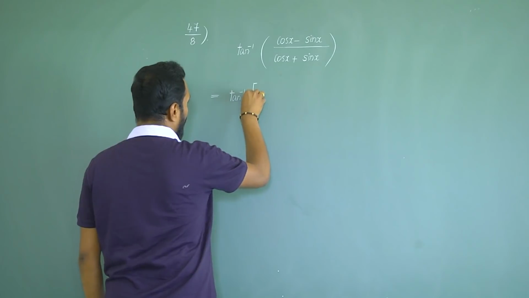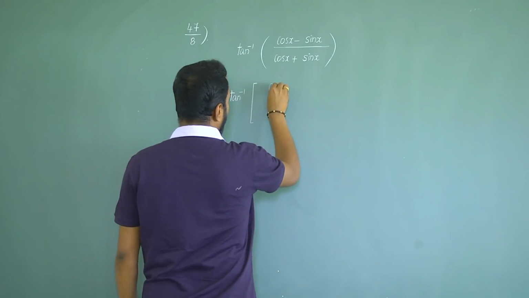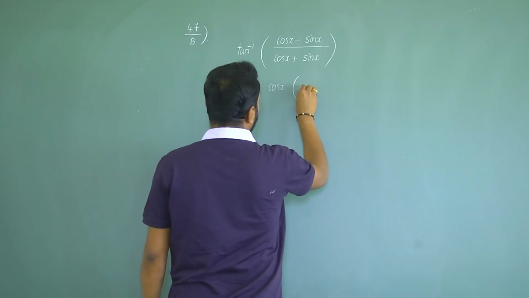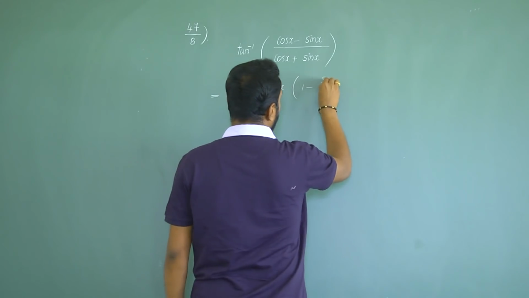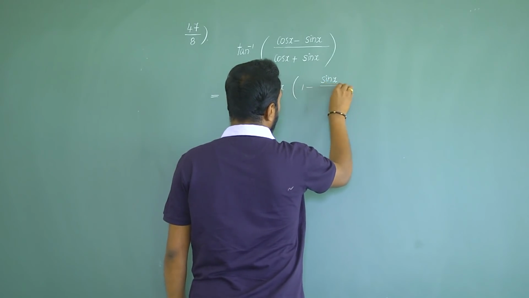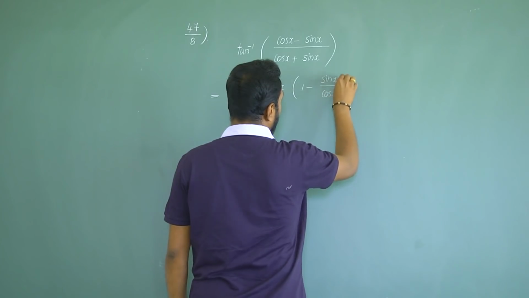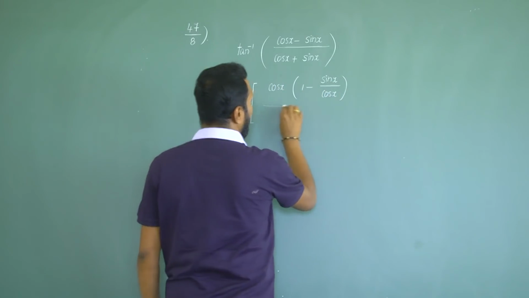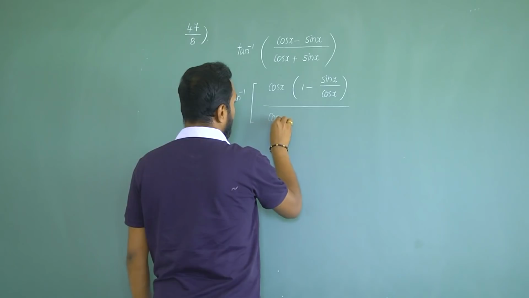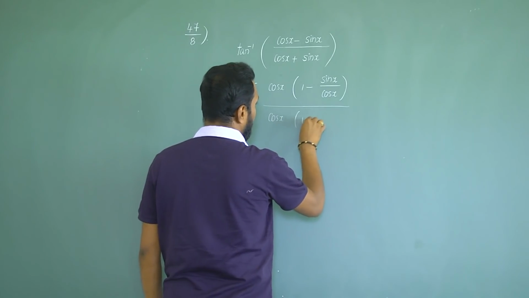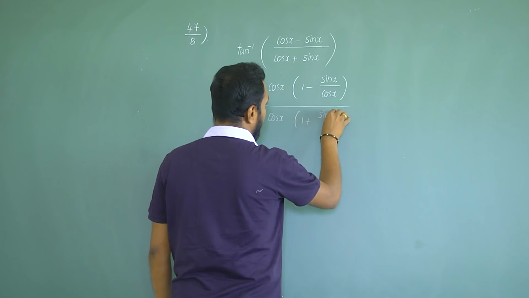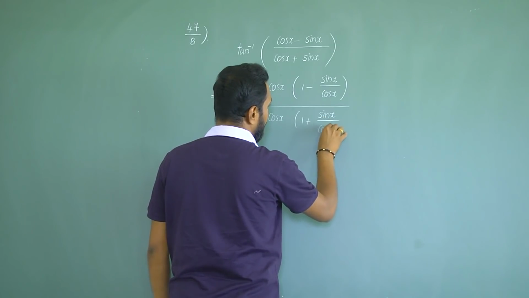So it equals tan inverse of, if I take cos x common, 1 minus sin x by cos x, divided by cos x into 1 plus sin x by cos x.